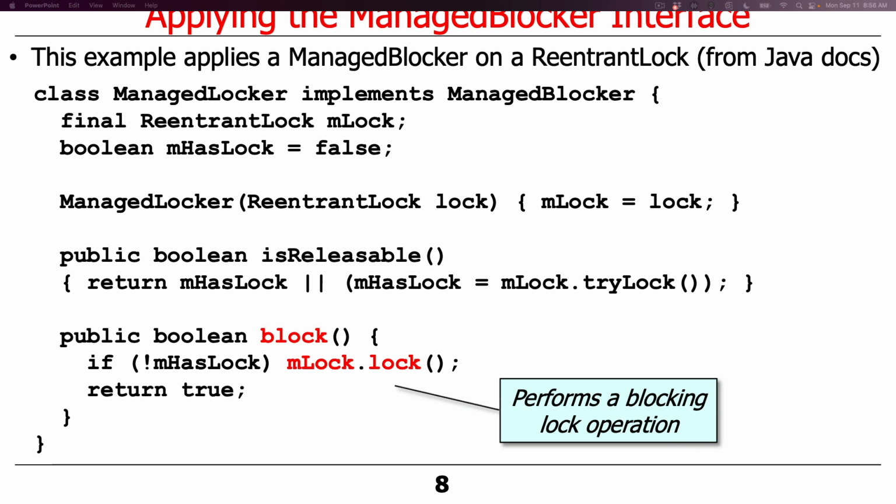You can see if we don't have the lock, it's going to call the lock method that actually blocks. This will wait until no other thread owns the ReentrantLock, and then we can acquire it atomically and return true. So that's one way of using ManagedBlocker to handle things that may block due to locks. It's not the only way to block, but that's one way to block.